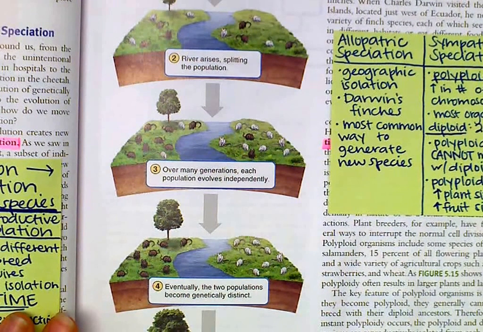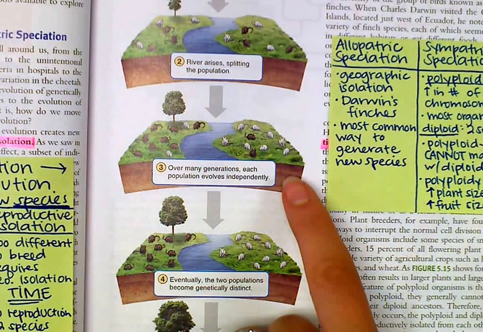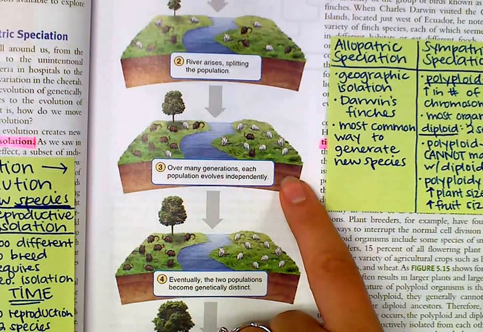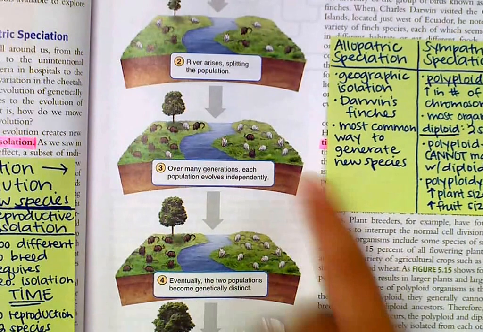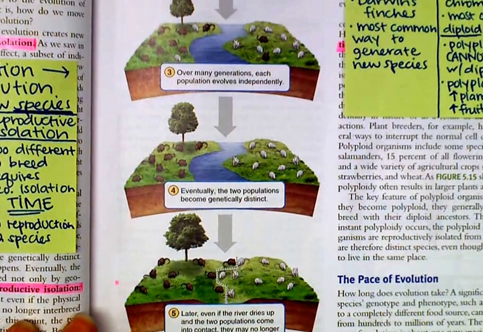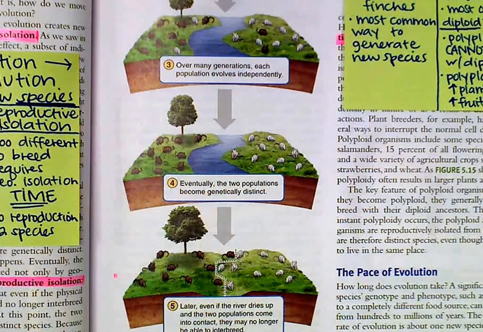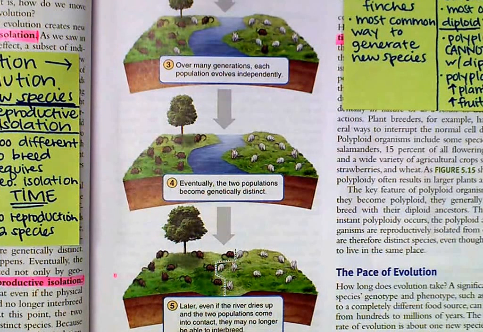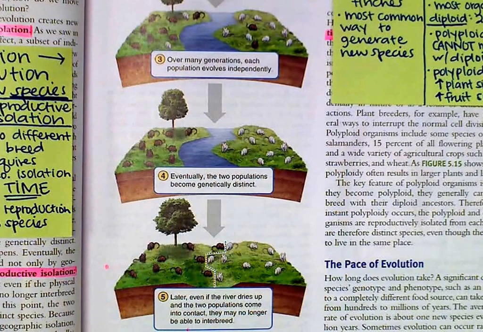If you notice, this population ends up being predominantly black mice, and this population ends up being predominantly white mice. There might be a lot of different reasons for that, or it might be just random processes due to genetic drift or something like that, but they each evolve independently from one another. Eventually the 2 populations become genetically distinct. Now this one is completely white and this one is completely black. And later, even if the river dries up and the 2 populations come into contact, they may no longer be able to interbreed. Even if the river dries up and the mice are like, hey guys, haven't seen you in a couple million years, they probably won't be able to breed with one another because now they are too genetically different.